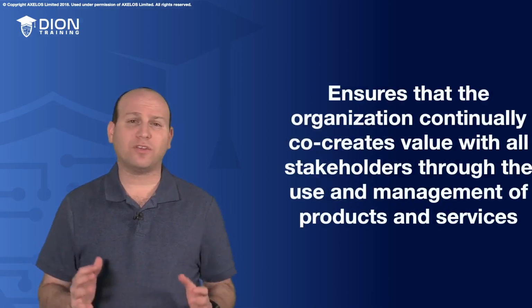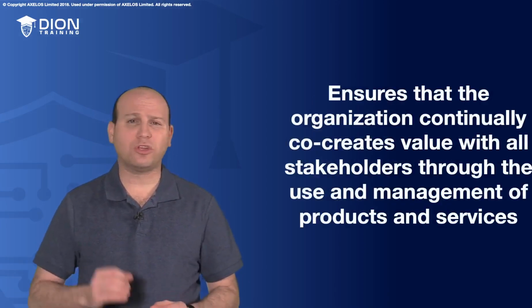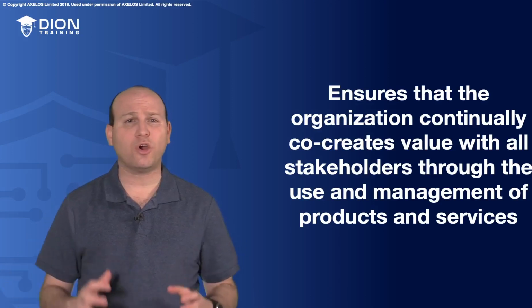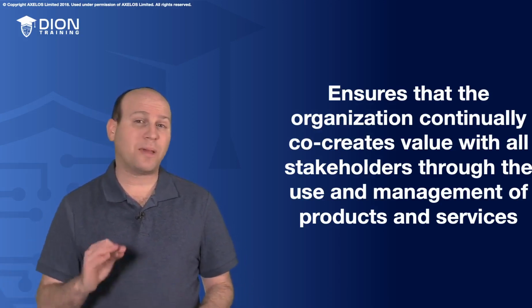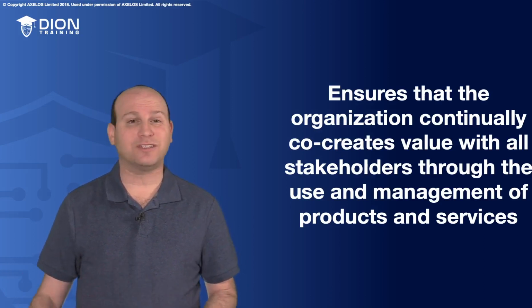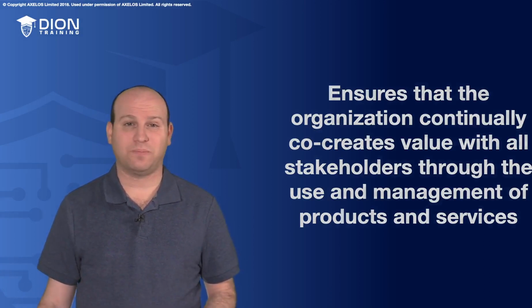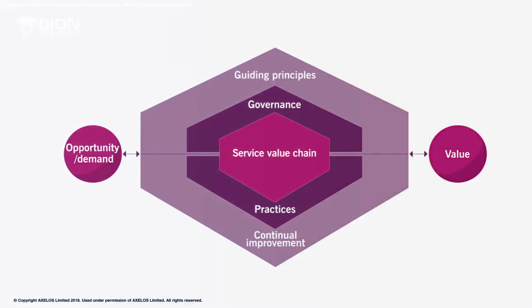Now, the purpose of this service value system is to ensure that your organization is continually co-creating value with all of your stakeholders through the use and management of the products and services that you have within your organization. Now, when we look at this service value system, it's made up of three basic blocks that we're going to see. You'll see on the left side we have opportunity and demand. That's our input. We have on the right side value. That's our output. And then we have all this stuff in the middle.